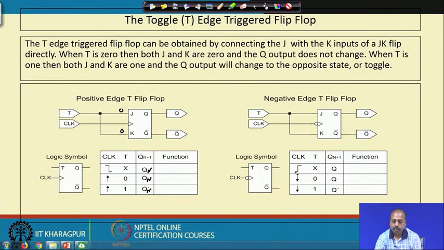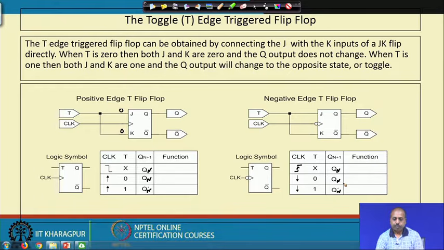Here, when the clock signal is low or high or making a low to high transition, Q n plus 1 remains equal to Q n. The value does not change, whereas if it is making a transition from high to low, then if the T value is 0, Q n plus 1 will maintain the previous value of Q, that is Q n, and if it is equal to 1, then it will toggle. It will change, becoming equal to Q n bar.